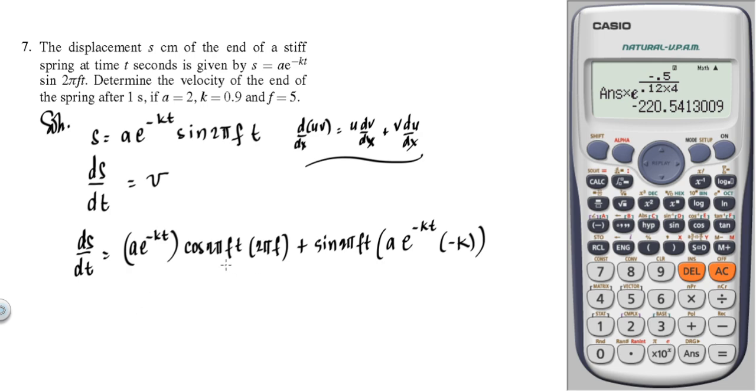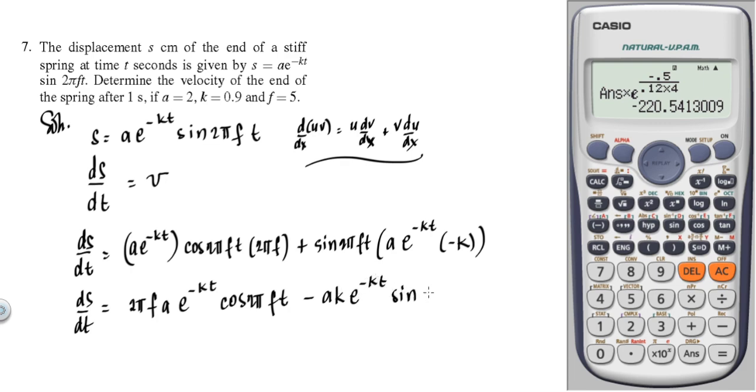Yes. Ayusin lang natin. So, we have here ds over dt equals 2 pi f a e raised to minus kt, okay? Then cosine of 2 pi f t. Ilipat ko lang doon sa harap. Then this one is minus k or a k, minus ak. Okay, negative ak e raised to minus kt sine 2 pi ft.